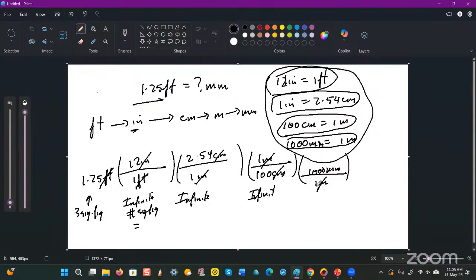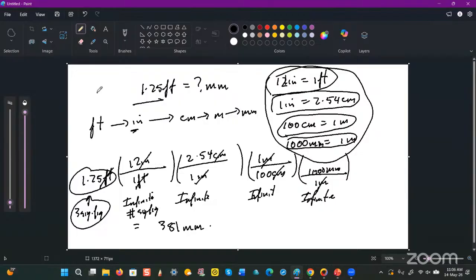And then the last one here is also a defined relationship. So that also has an infinite number of sig figs. All right? So basically, what does that mean? That means that whatever you calculate here at the end of all of this, you have to round it off to 3 sig figs, right? So let's do that. It's 1.25 times 12 times 2.54 divided by 100 multiplied by 1,000. And according to my calculator, I got 381, which is 3 sig figs by itself. And the units here would be millimeters.